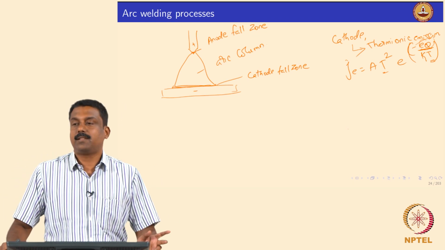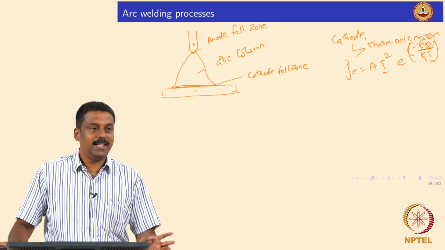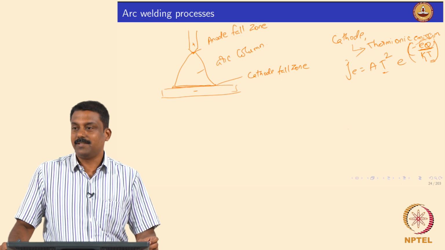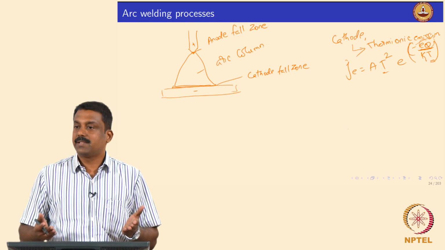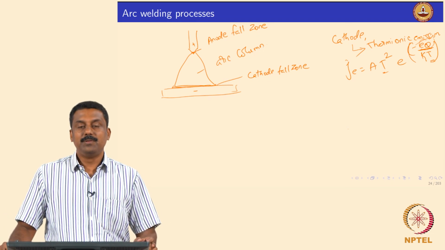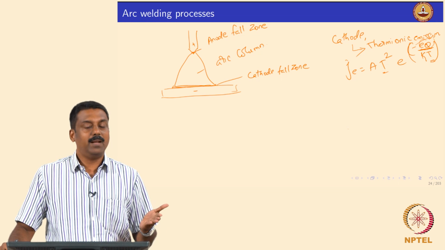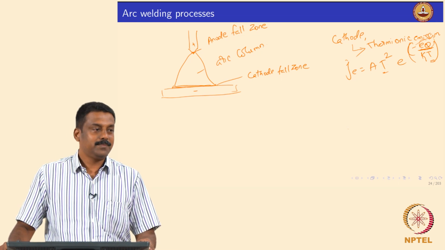So, we just touched upon the arc column. The arc column is electrically neutral, in general. Therefore, the voltage gradient is not steeper as compared to the anode or cathode fall zone. Why do you say it is electrically neutral? Because the number density of the electrons and ions is more or less equal.